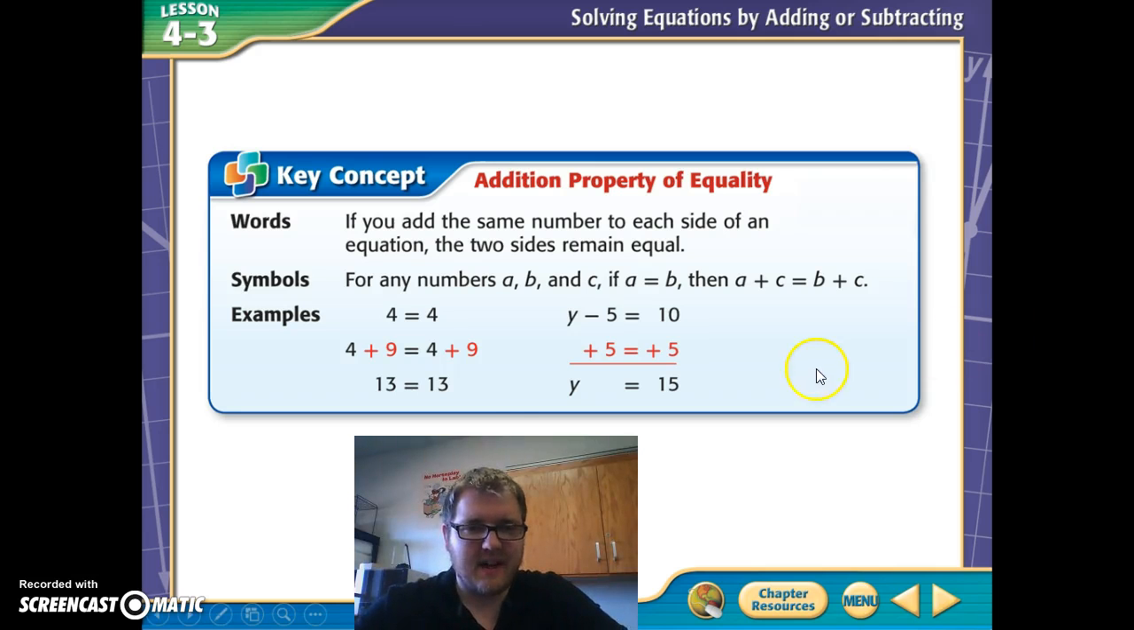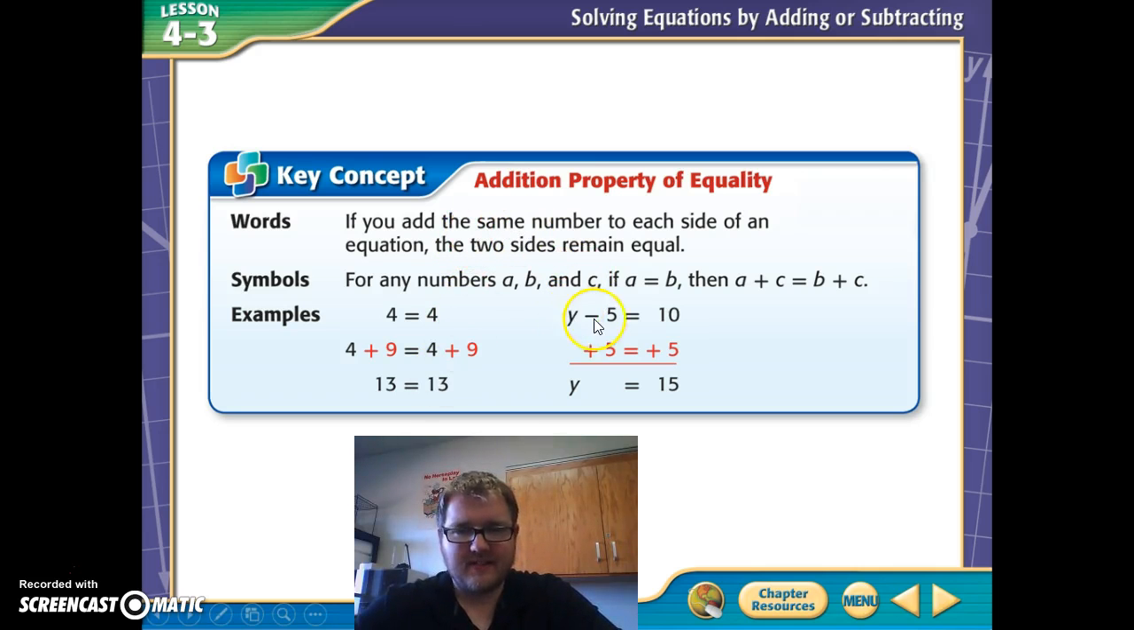And as you see in this example here, we know 4 equals 4. So say you had $4 and your friend had $4. If you add 9 to both your totals, you're going to end up with 13. The equations stay the same.